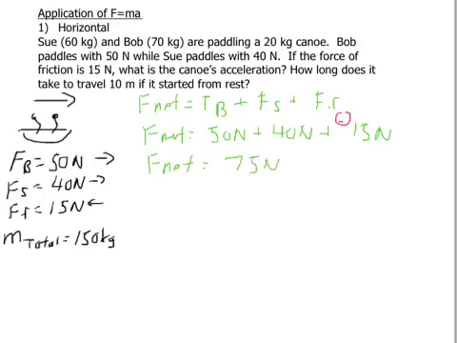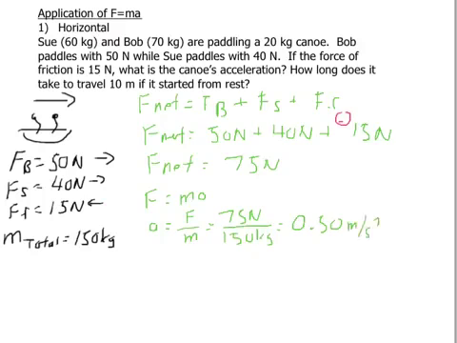Now we can use Newton's second law to determine the acceleration of the canoe. F equals ma, so therefore a equals F over m. Our net force is 75 newtons. Our total mass is 150 kilograms. We do our math and find that the acceleration of the canoe is 0.50 meters per second squared.